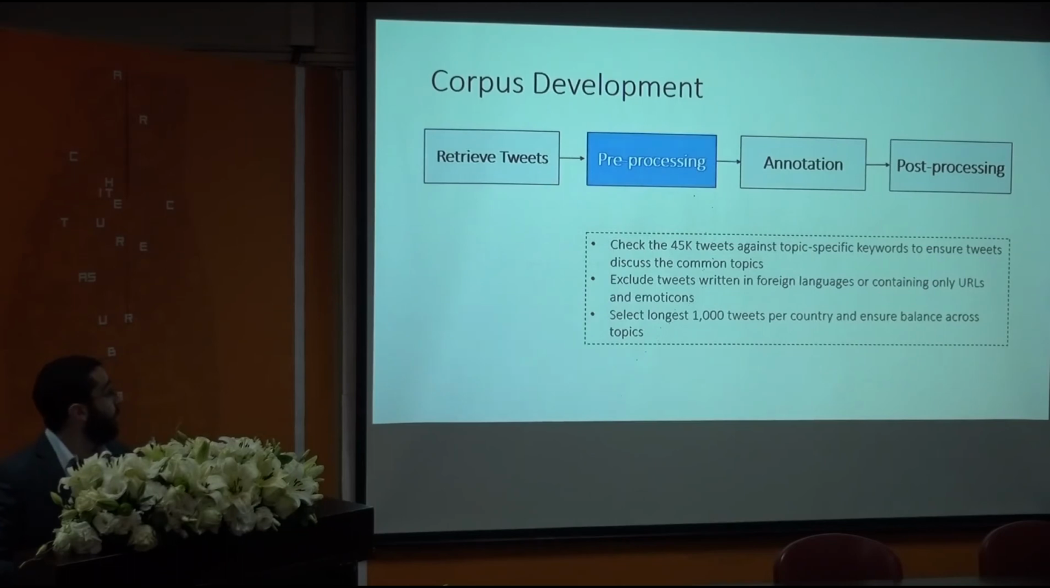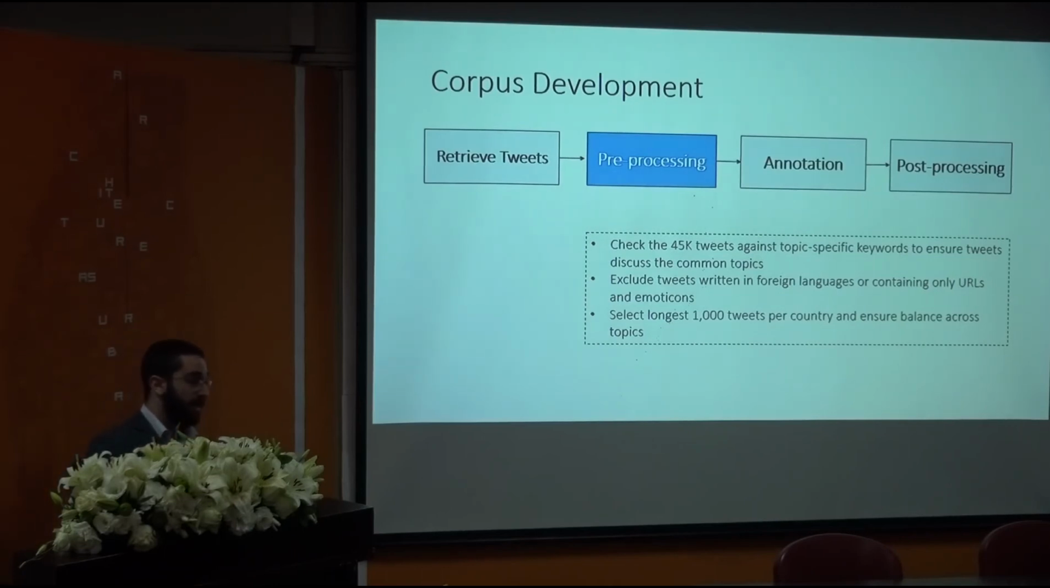The second phase before annotating them was the pre-processing phase. Here we used our results from the pilot study. We first created a naive classifier. For example, from the distribution of topics, we saw that we had 33% personal, 23% political, and so on. So we created lists containing topic-specific keywords. We checked if a tweet contained at least one of those keywords. If so, we kept it, otherwise we left it out.